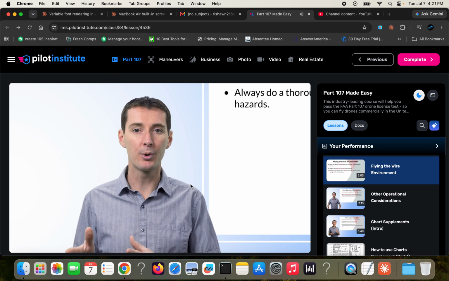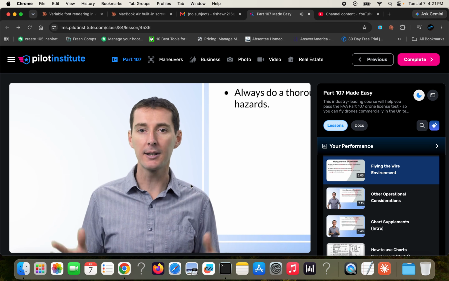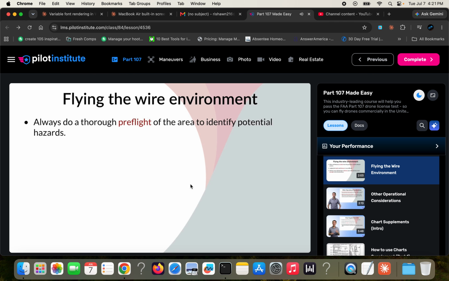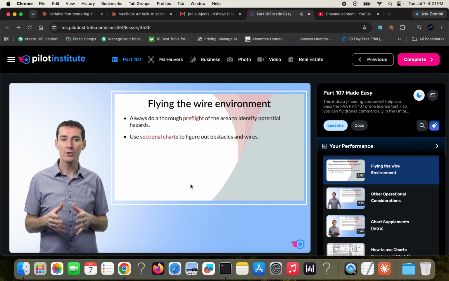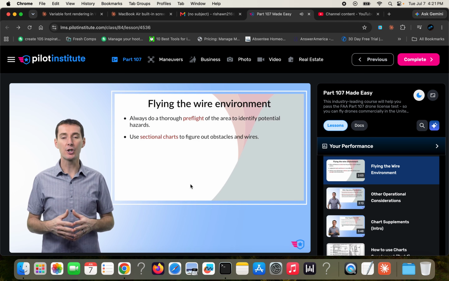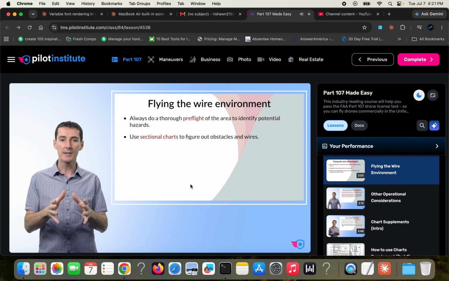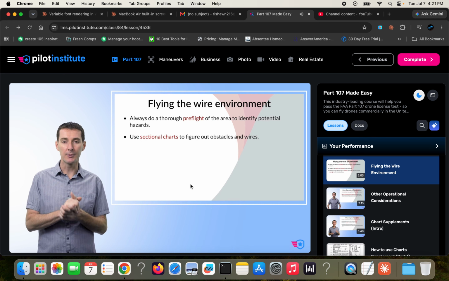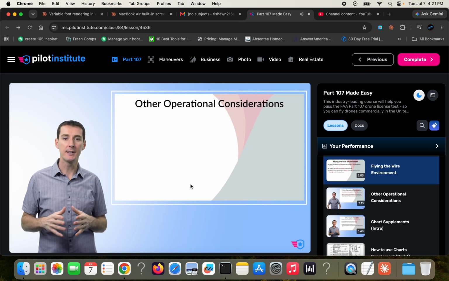Always do a pre-flight. Walk the area, take a look at the area, see if you see those electrical poles, for example. That's going to help you figure out that, hey, there's a pole, there's probably going to be a wire in here, and identify the potential hazards. Use your sectional charts. On the sectional chart, you will see some of these symbols, and we'll take a look at those when we go into more detail.